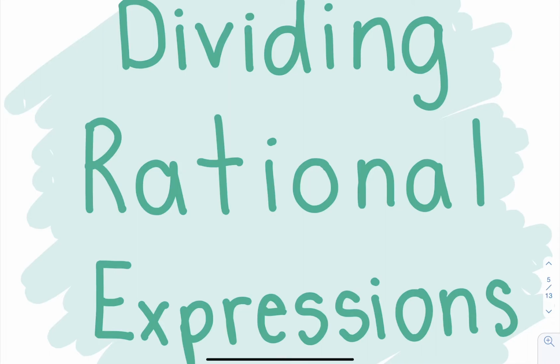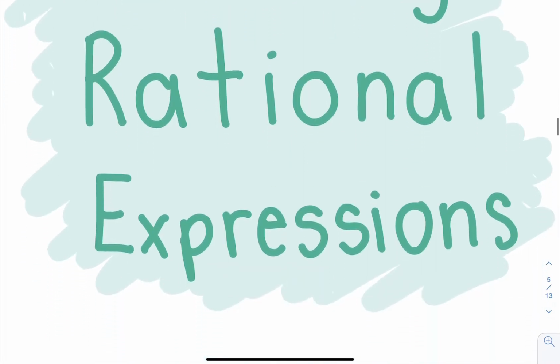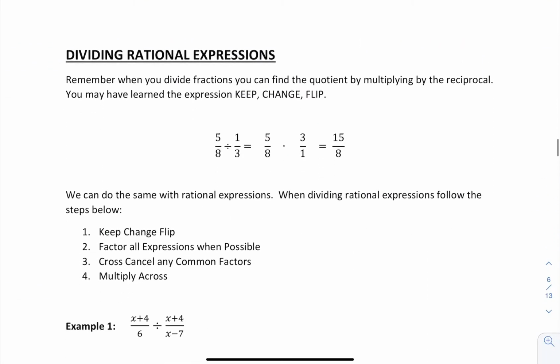In this video, we're going to learn how to divide rational expressions. So remember, when you divide fractions, you can find the quotient or the answer by multiplying by the reciprocal. You have learned this expression maybe as keep, change, flip. So when we have two fractions and we're trying to divide them, to find the answer or the quotient, we're going to take the first fraction, keep it, change the division sign to multiplication, and flip this second fraction, and then multiply across like we know how to do before.